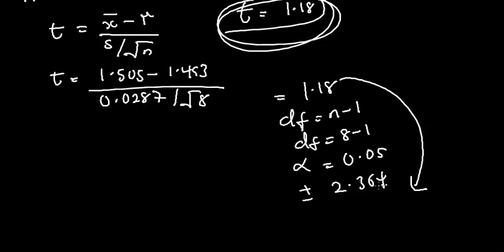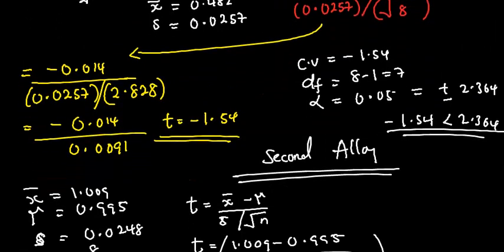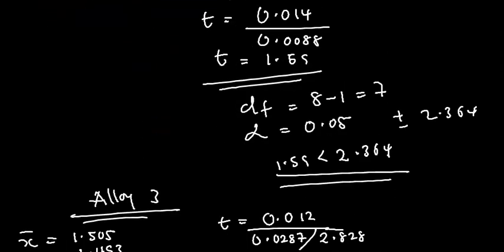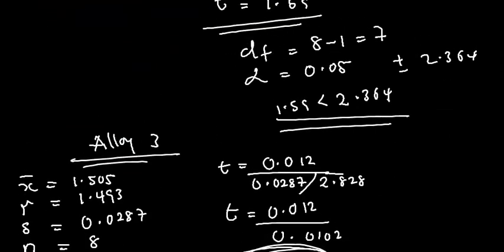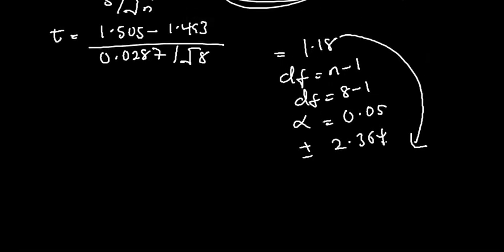So at the end, what I'm trying to explain about all these 3 alloys is that the mean values do not differ significantly from the certified value at the 95% confidence level. The first one gave us negative 1.54, which is less than 2.364. The second one is 1.59, which is also less than 2.364. And the third one is 1.18, which is also less than 2.364. So this is it for this problem.